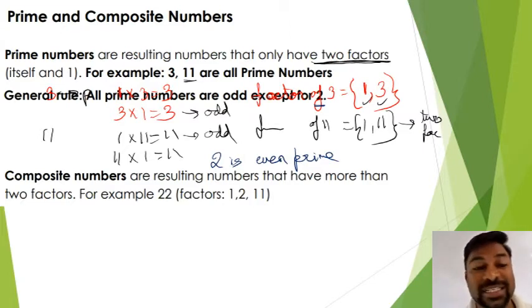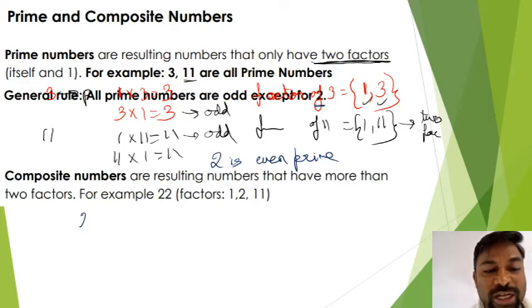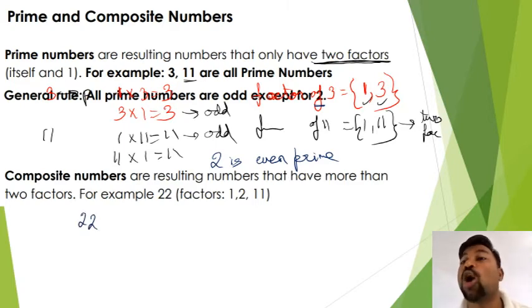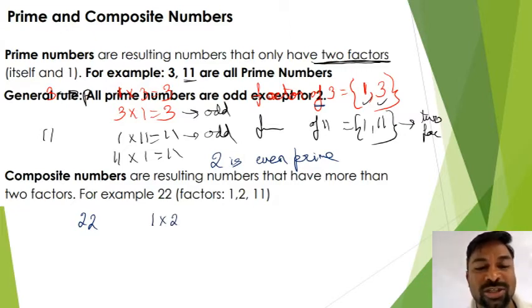How many factors does it have? Let us check the number of factors, meaning in how many tables 22 lies. So let's go for the one table. 1 into 22 equals 22.